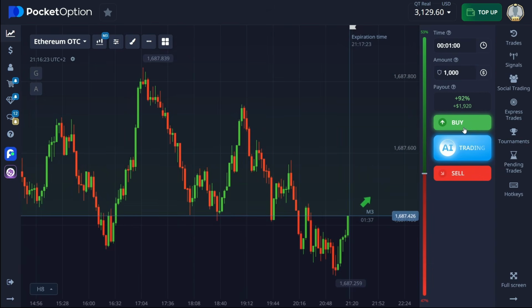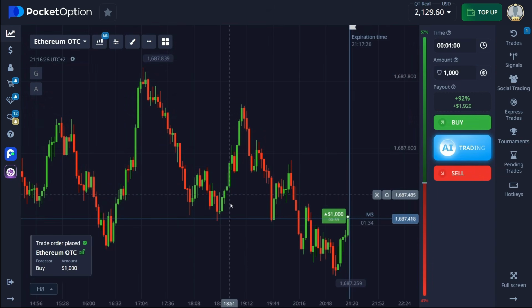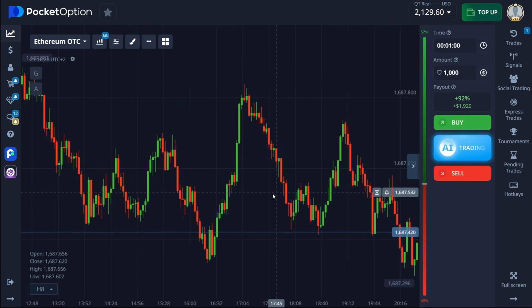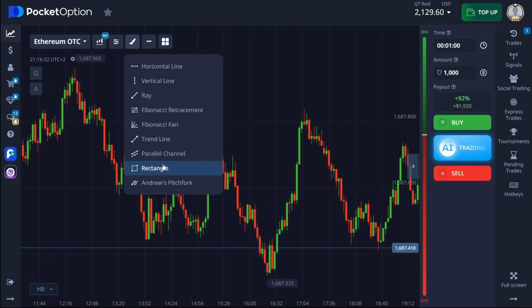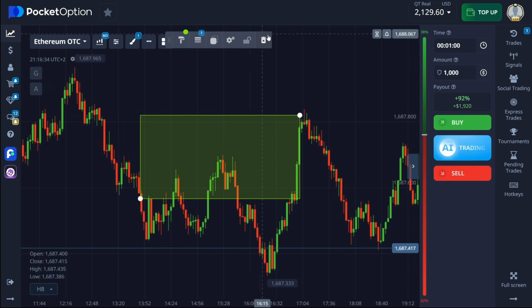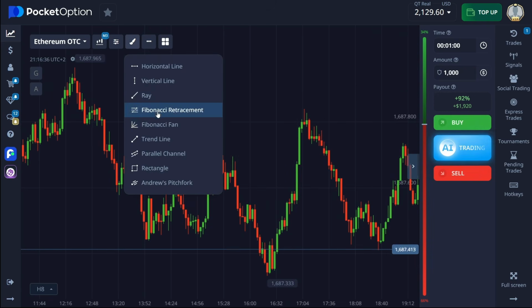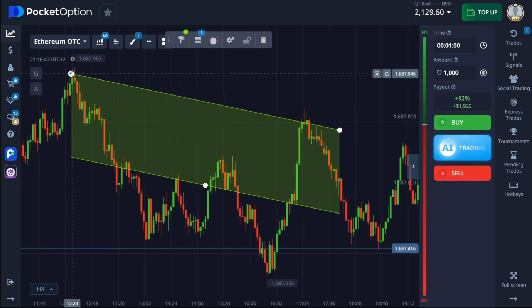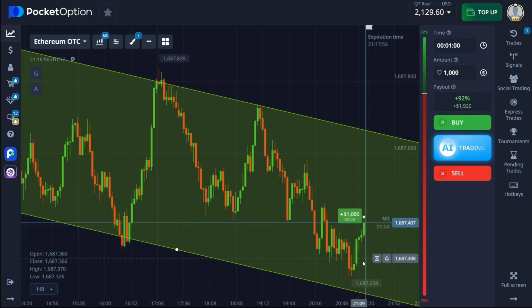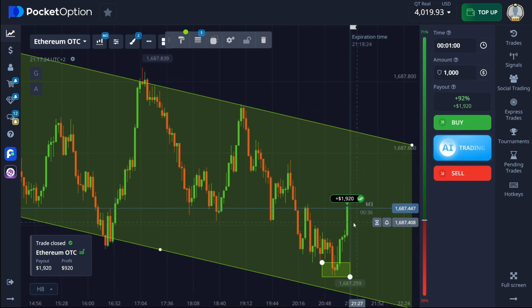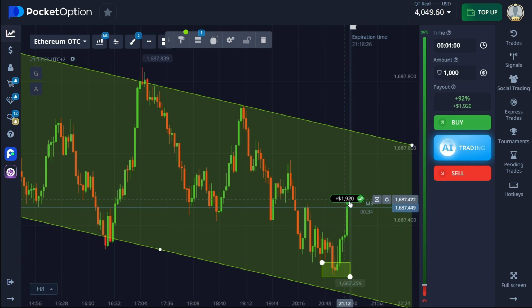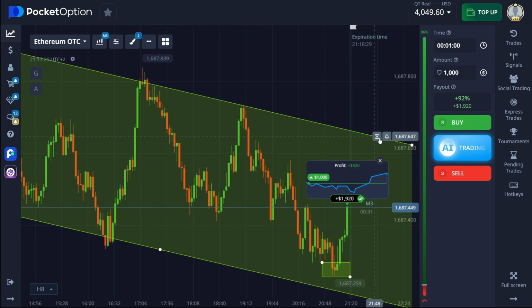Next trade, Ethereum. A clear downward channel, but I'm entering UP. Why? Even though the channel is bearish, price is at the lower boundary plus close to a key support level, signaling a potential upward correction. I caught the correction and earned another $920.